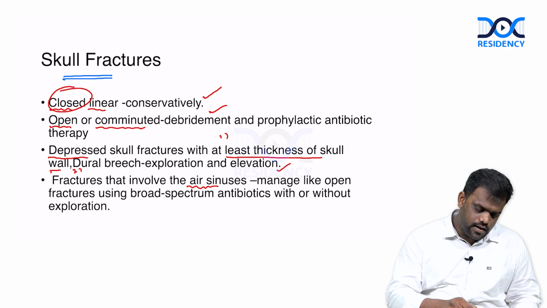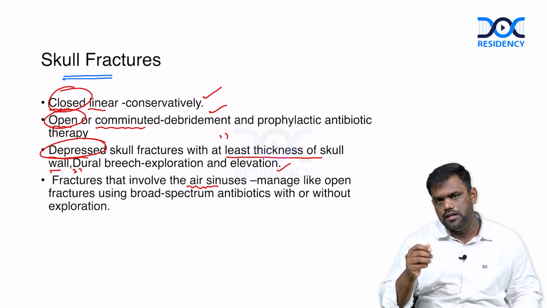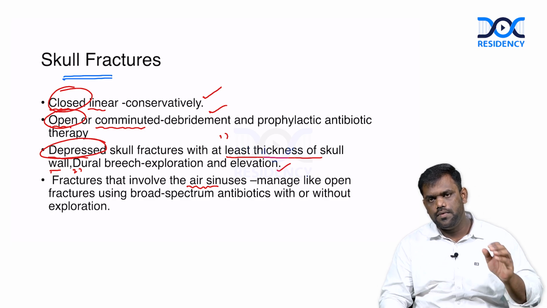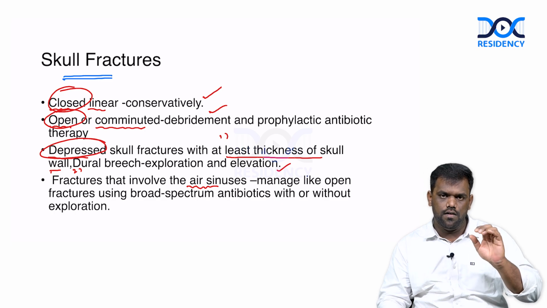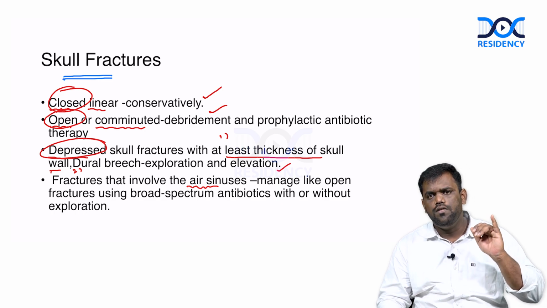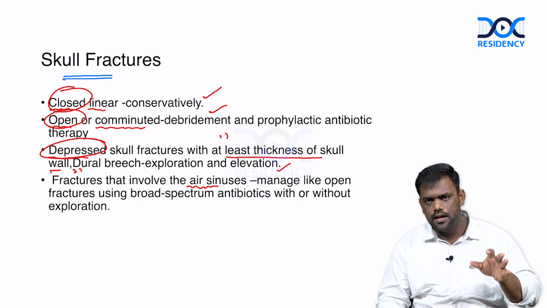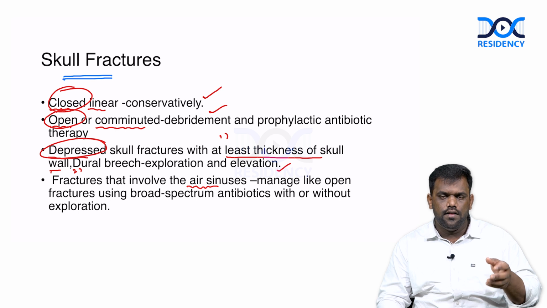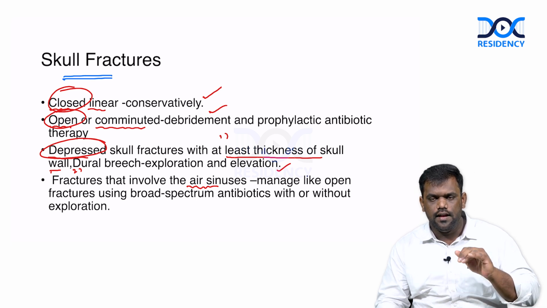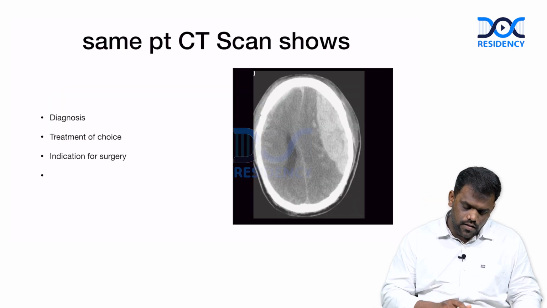What you have to use for closed fracture and open fracture, and depressed fracture: the indication for surgery in a depressed fracture is whenever the depression of the fractured segment is below the thickness of the skull bone, and whenever the dura is breached. You have to remove the fracture segment or elevate it. Whenever the fracture involves the air sinus, you have to treat it like an open fracture: do the debridement, use heavy, highly specific antibiotics, and remove the fracture segment. This is the first scenario.